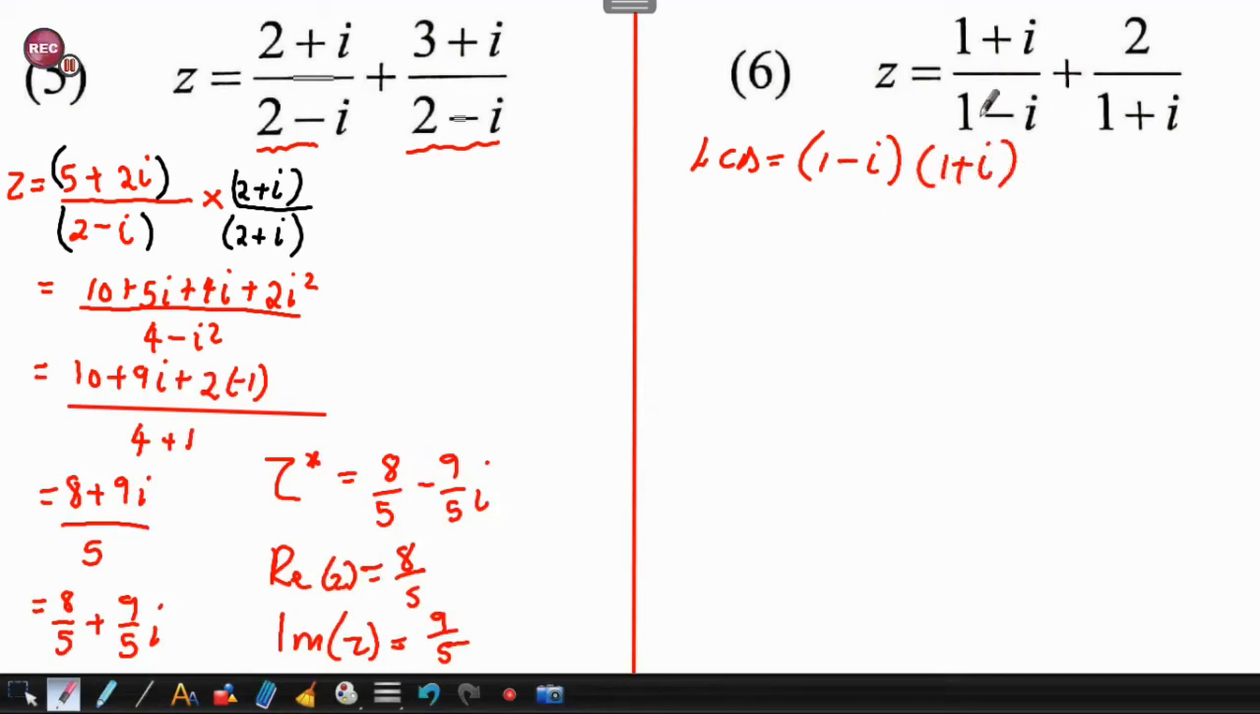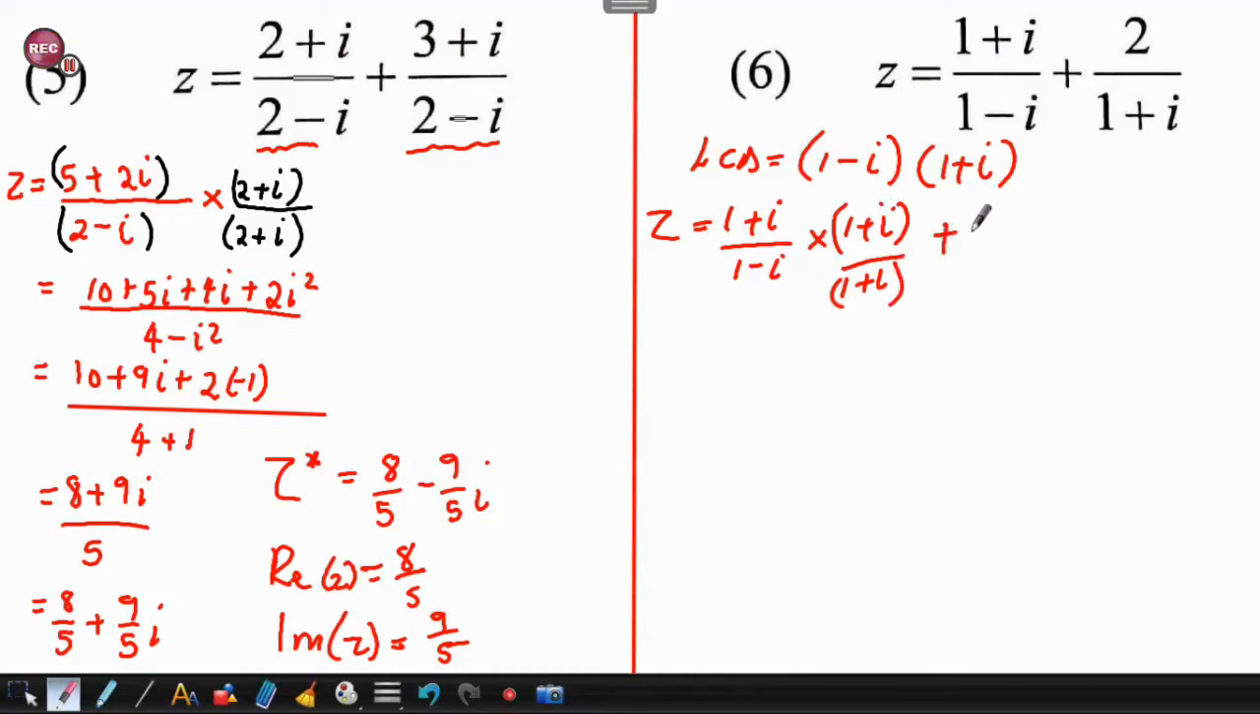The lowest common denominator would be 1 minus i and 1 plus i. So for this fraction, 1 plus i over 1 minus i, what do I mean? For me to have this denominator, this fraction is short of that 1 plus i at the bottom. So I'll have to multiply by 1 plus i over 1 plus i. And you would say, that's the same as just multiplying with its conjugate.